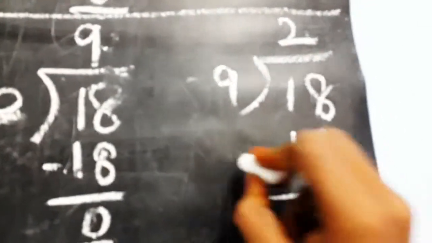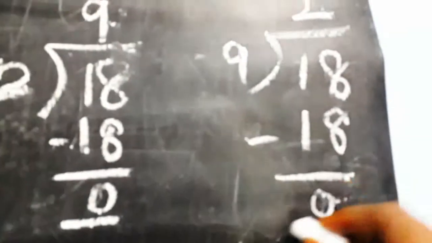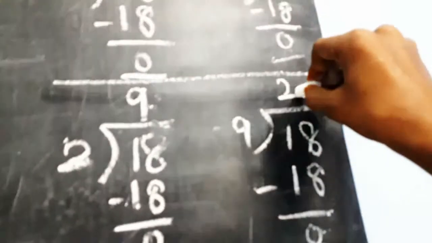We subtract from the dividend. 18 minus 18 is 0. So the answer is 2. 18 divided by 9 is equal to 2.